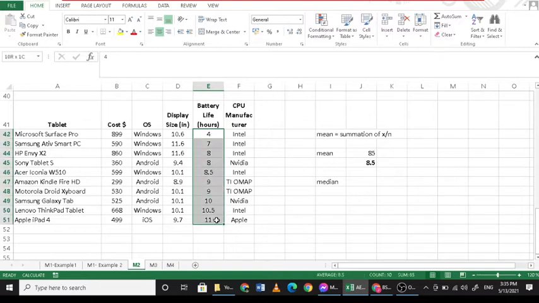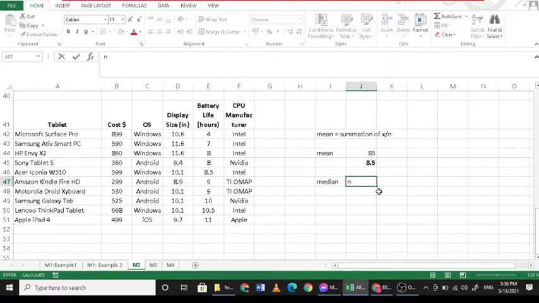Since there are 10 of these, the median is simply the middle value. The position of your median is n plus 1 divided by 2. So this is now 10 plus 1, which is 11, and 11 divided by 2 is 5.5. So you simply count 1, 2, 3, 4, 5, and 5.5 is between 8.5 and 9.